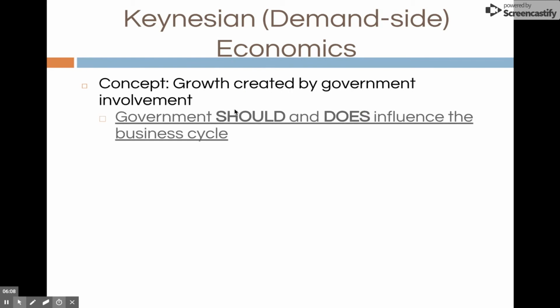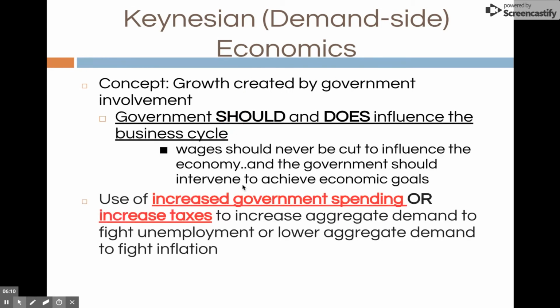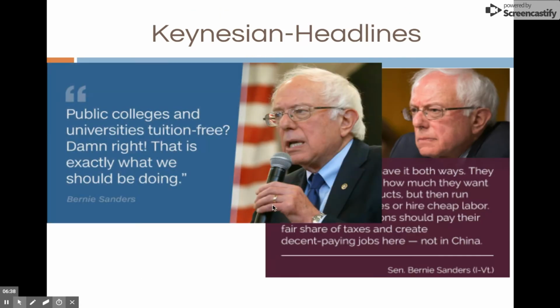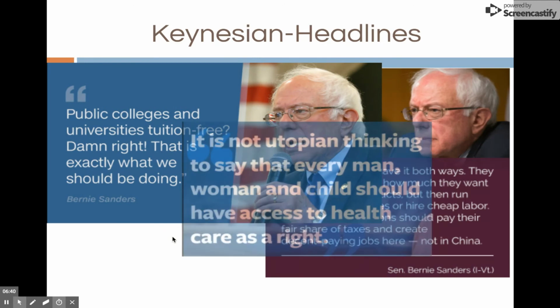It's the concept that the government needs to influence demand. So the government's going to either increase government spending when we're in a recession or increase taxes when we're going too fast, when we have inflation. These are worded probably differently than just straight up, we're going to increase spending, we're going to increase your taxes. They're worded to make these sound a little bit nicer to the public. So Democrats usually support what's called Keynesian economics. There's a couple examples of Bernie Sanders.